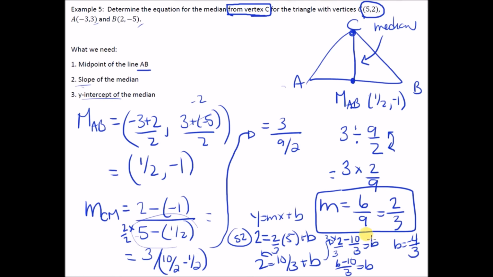Okay, I'm just going to change the color here. Y equals 2 over 3 x minus 4 over 3. That's our equation of the median.